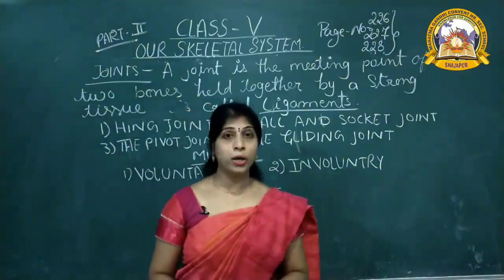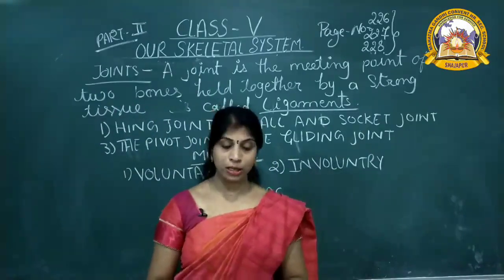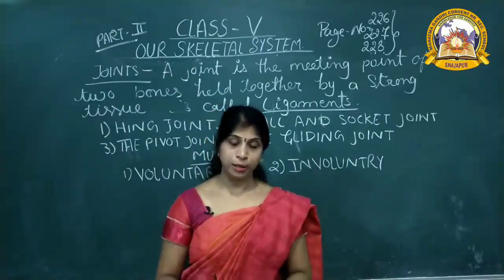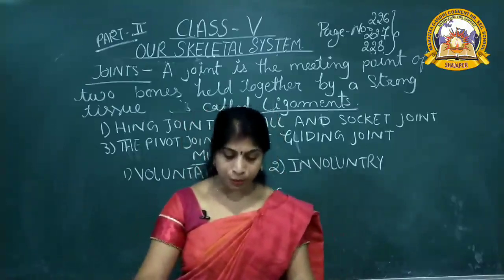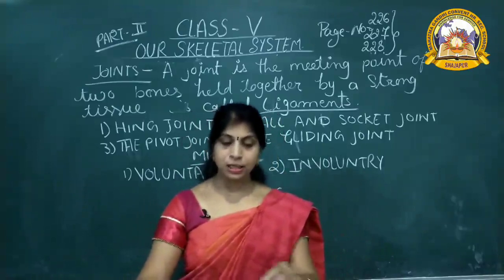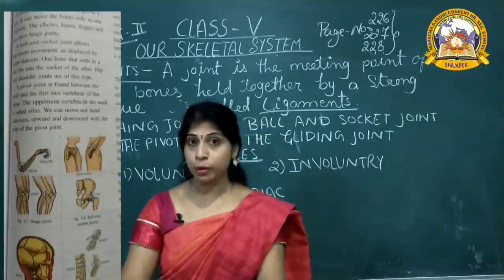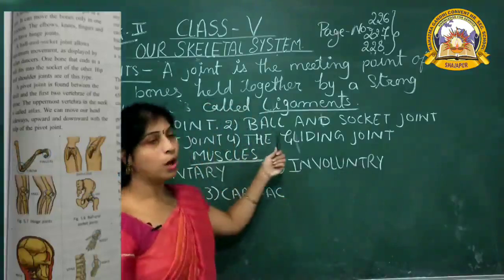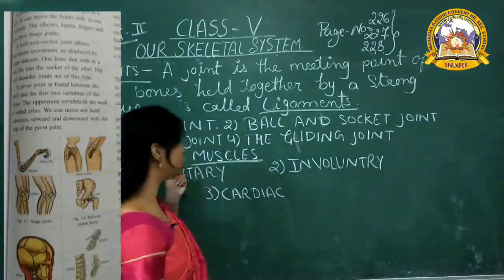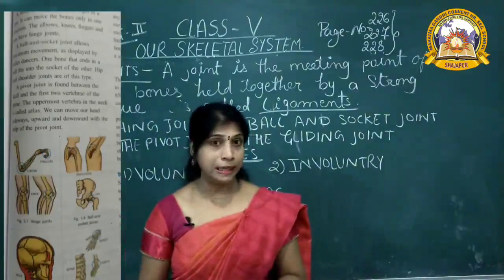These joints are known as movable joints. The bones at the joints move smoothly because of a fluid which acts like a lubricant. There are four types of movable joint: hinge joint, ball and socket joint, the pivot joint and the gliding joint. One by one we are going to deal with these.